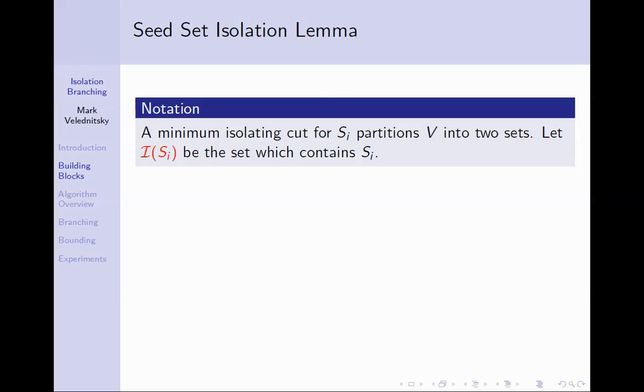With all of these building blocks, there's one key lemma that we need in order to describe our algorithm. That is the seed set isolation lemma. But first, a little bit of notation. Let's say we have a seed set Si, which is in a collection of seed sets, and we take the isolating cut. When we do that, we've separated Si from the rest of the graph. Now, the nodes that remain connected to Si, those are what we're going to call the source set of the isolating cut, and we use I of S to denote that.